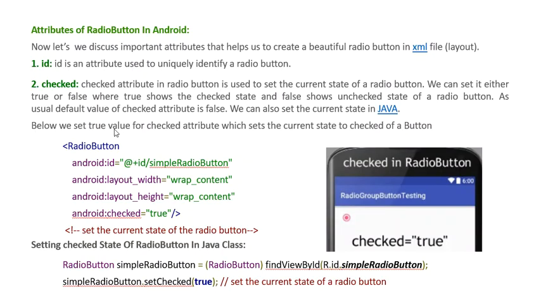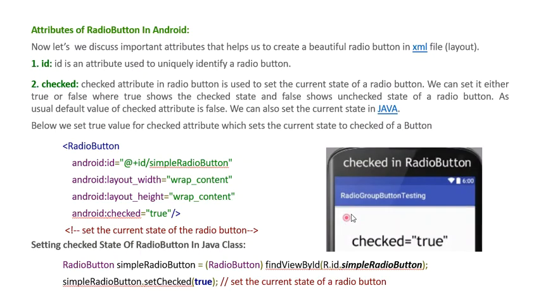Below we set the true value of the checked attribute, which sets the current state of the button to checked. For example, a RadioButton with android:id equal "@+id/simple_radio_button", android:layout_width equal wrap_content, android:layout_height equal wrap_content, and android:checked equal true sets the current state of the radio button. Look at this figure.